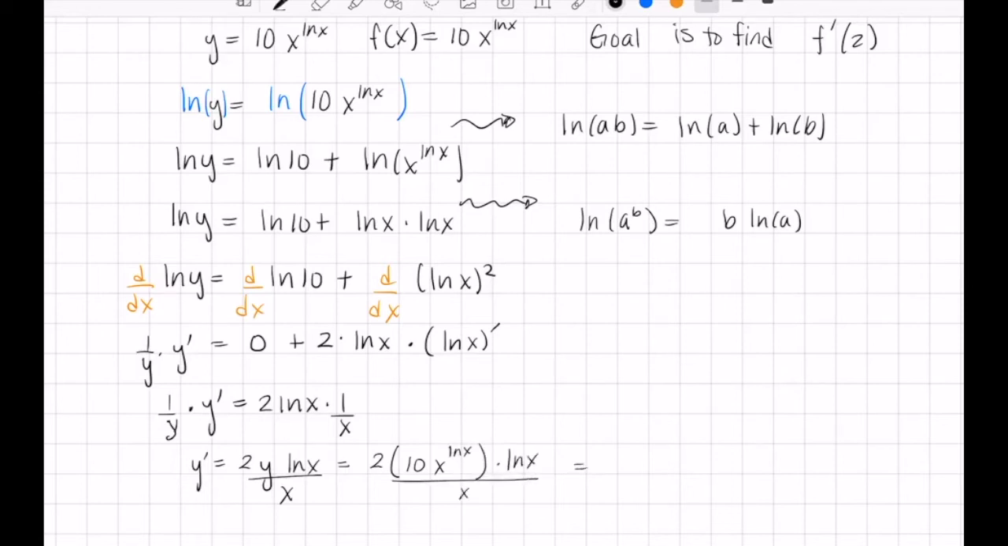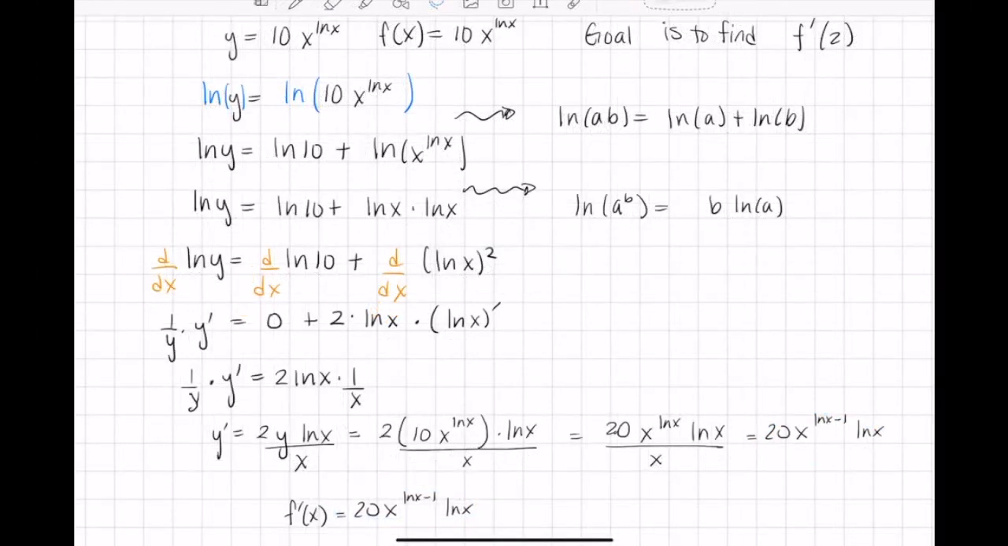x, which becomes 20 times x to the ln of x times another ln of x divided by x. And we can rewrite it just one more time as 20x, and the exponent is ln of x minus 1, times ln of x. And now this is f prime of x, is all of this.